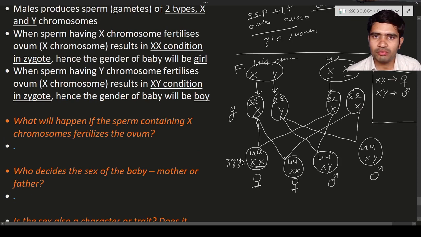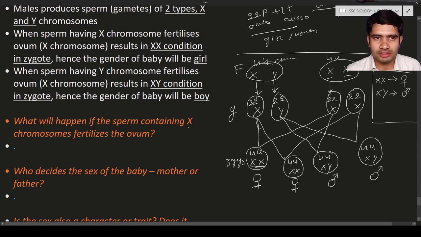The father is going to produce two types of gametes, that is X-type spermatozoa or Y chromosome containing spermatozoa, while the mother is going to produce a similar type of gametes, that is all gametes are X chromosome containing gametes, or you can call them X chromosome containing ova. So this is how you can determine the gender of the offspring based upon the presence of the allosomes in the zygote.